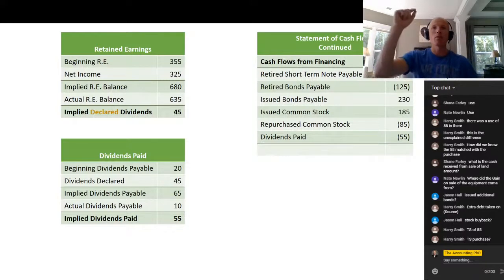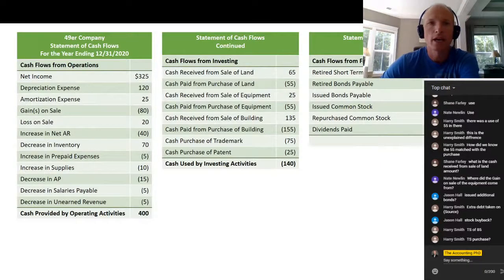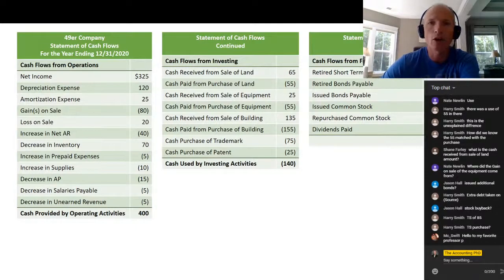Again, this is just remembering how dividends work. And so the dividends paid, again, that's a use of cash for $55. So all of that information together. Again, we started with the operating section. We had already completed the investing section.